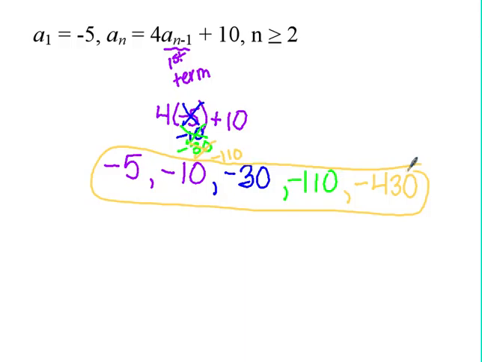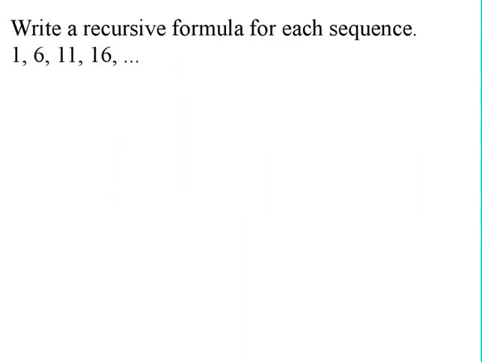All right, we have 2 more types of problems, and that's this one right here. Okay, so write a recursive formula. We're going to look at the very basics of this. On the recursive formula, we always have what? A1. We always have the first term. So I'm going to start with A sub 1 equals, what's the first term equal?